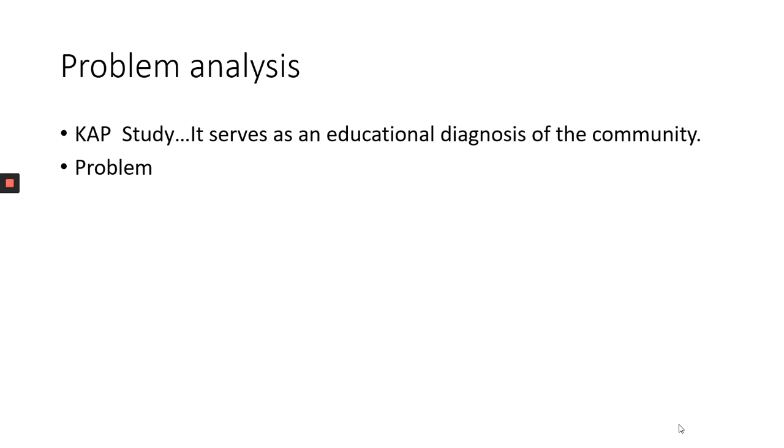So, of course, when you have identified a problem, you have to do what we call a CAP study. CAP, K standing for knowledge, A standing for attitude, and P standing for practice. Does the institution have the knowledge that there is a problem out there? What attitude does the institution have towards such a problem, and what practices can be done to help that problem be solved? So the study serves as an educational diagnosis for the community and or the institution for this problem.